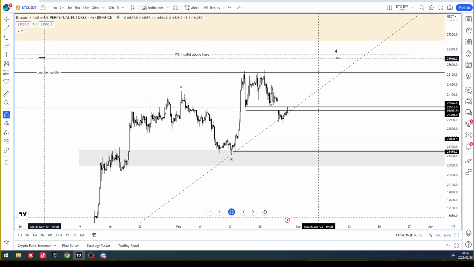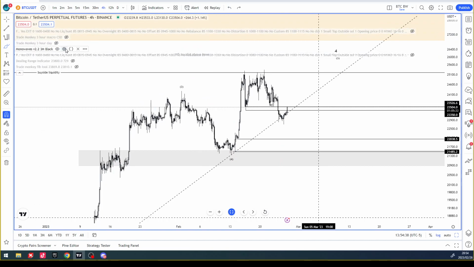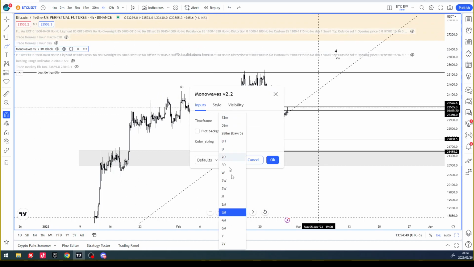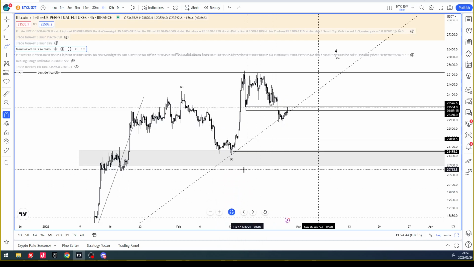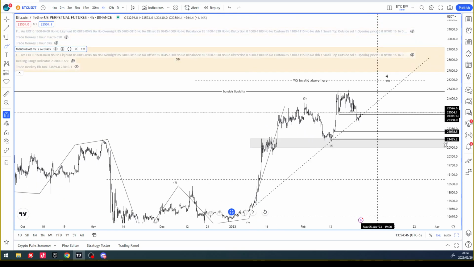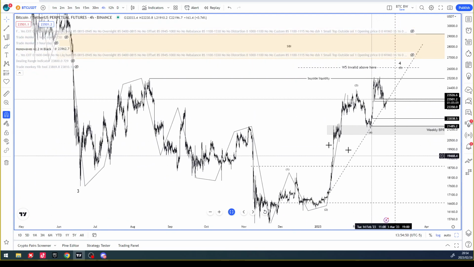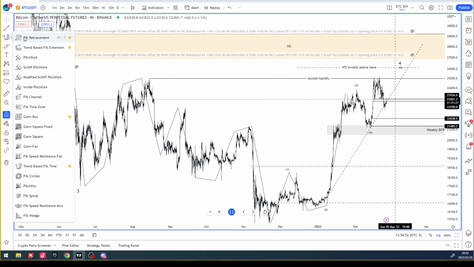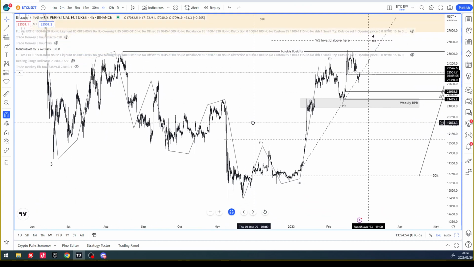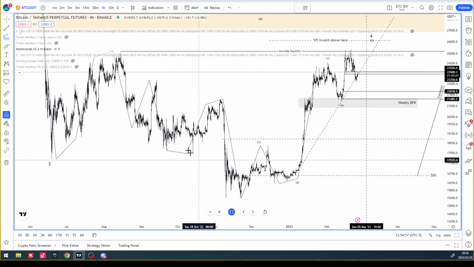Let me try and drop down one or two more levels on the mono waves just to see if we can get a better read on the waves here. Right. So wave one here at the bottom.